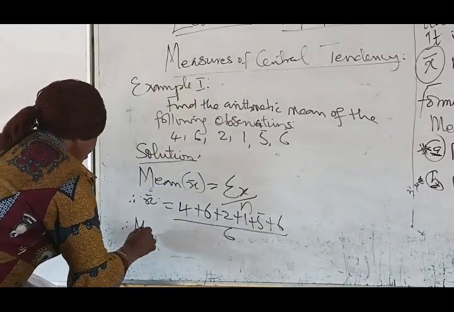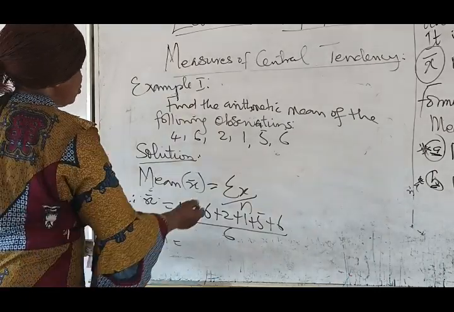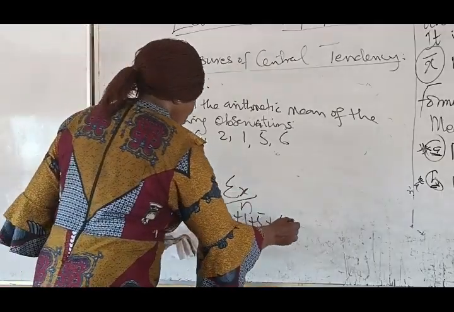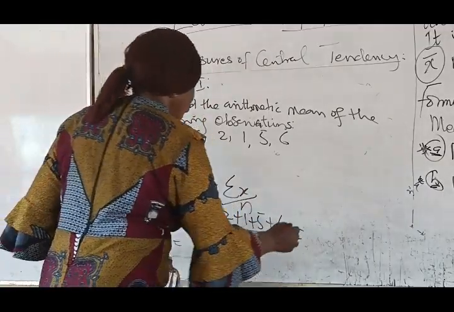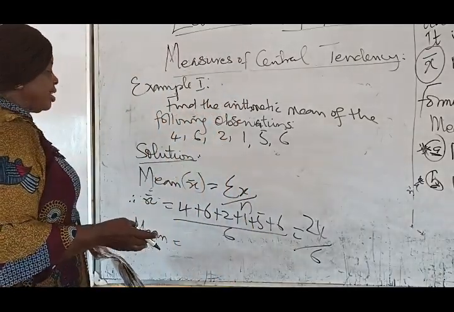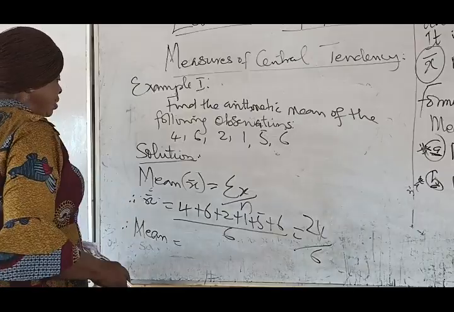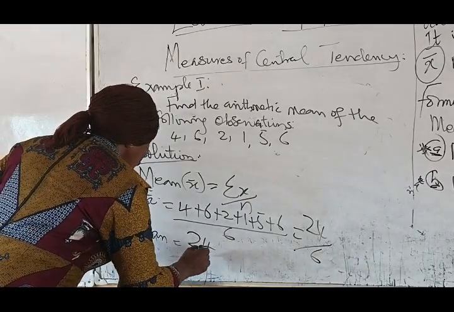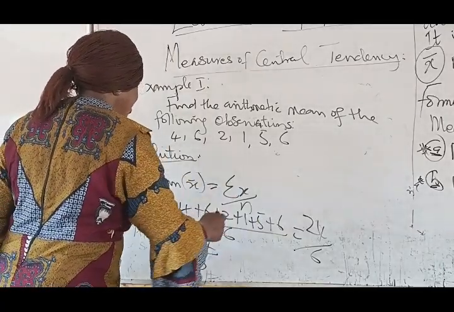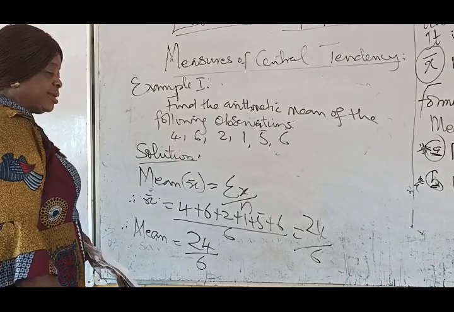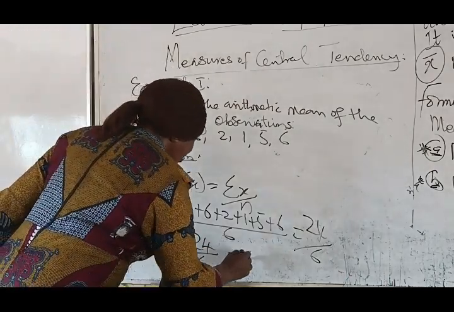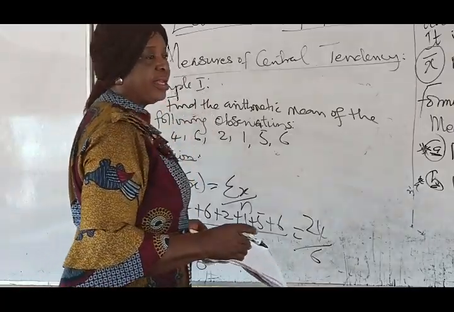Therefore, your arithmetic mean will be, you just substitute what you have here. If you add this, it will give you 24, 24 over this 6. So just substitute in the equation. Therefore, mean equals 24 over 6. You apply this formula: summation x, that is the addition of this, over the number, which is 6. Our number is 6. So when you divide, you have 4 as your answer. That's the mean of the observation.